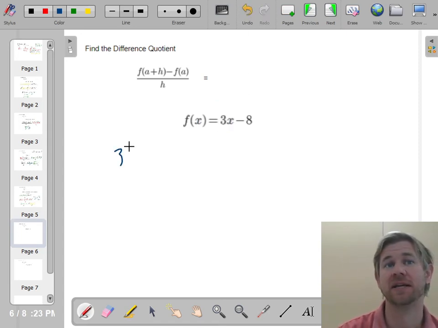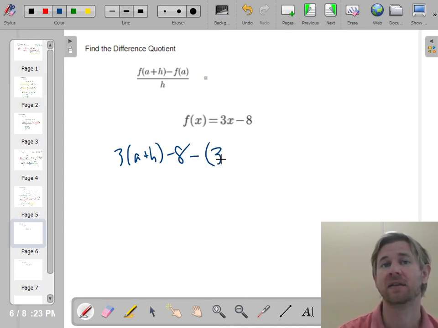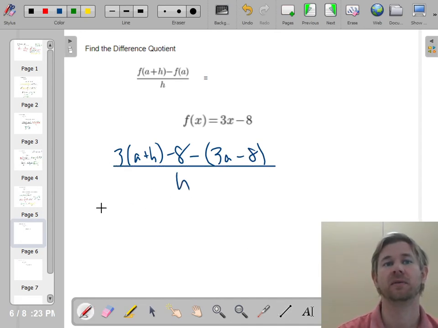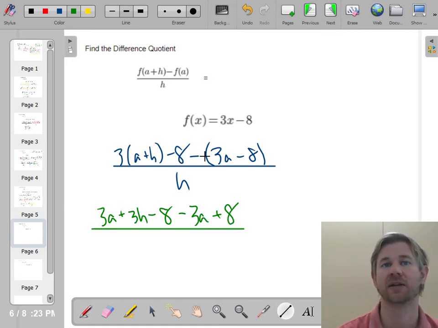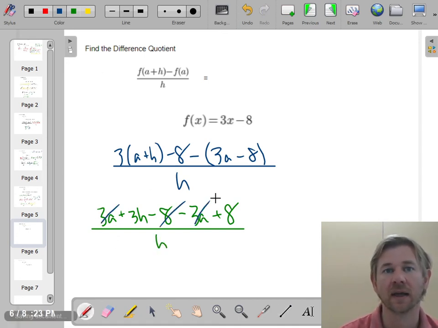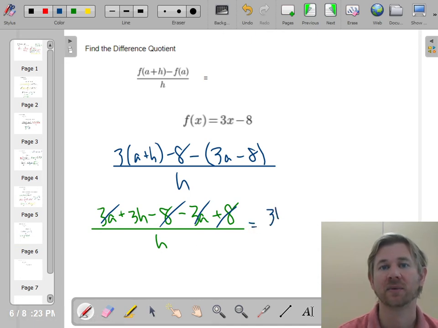Let's plug it in. 3 times a plus h minus 8. That's f of a plus h. Minus f of a, 3a minus 8. Over h. You've got to distribute. 3a plus 3h minus 8 minus 3a plus 8. So I distribute the 3 and I distribute the negative. Still, that's not an h over h. What cancels? 3a, negative 8. Oh, look at this. 3h over h.